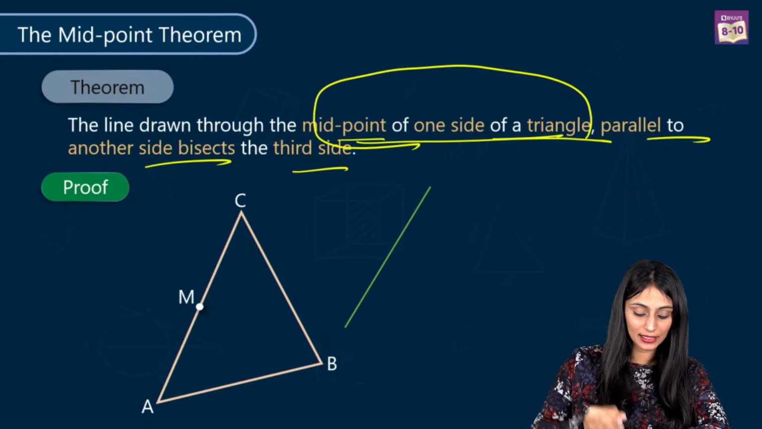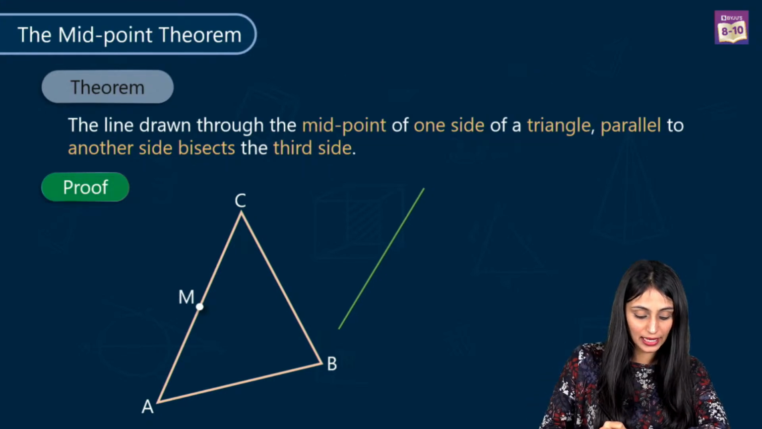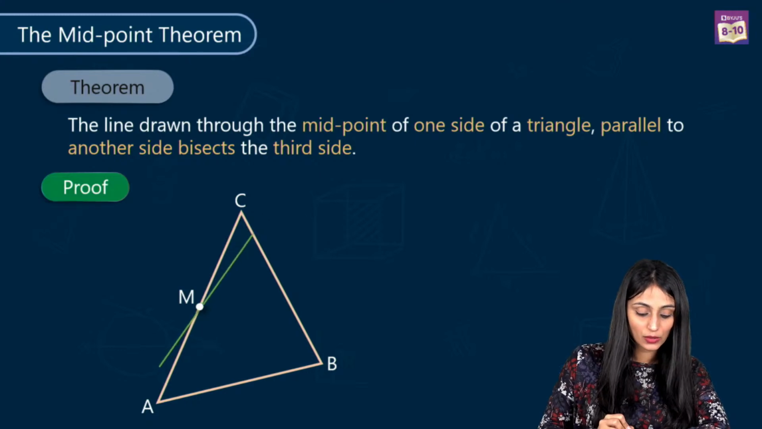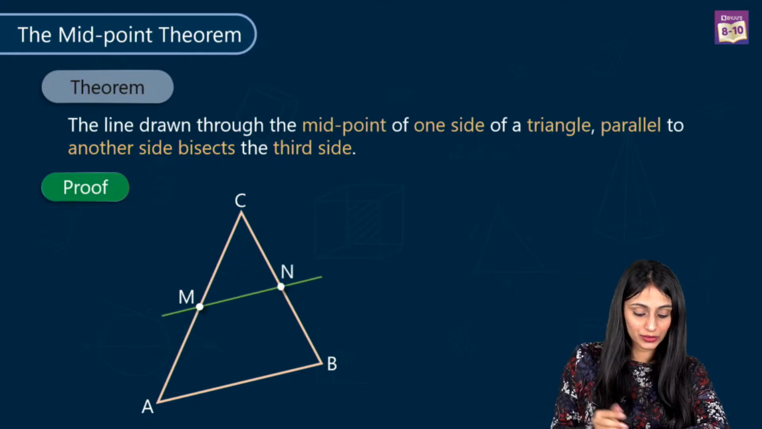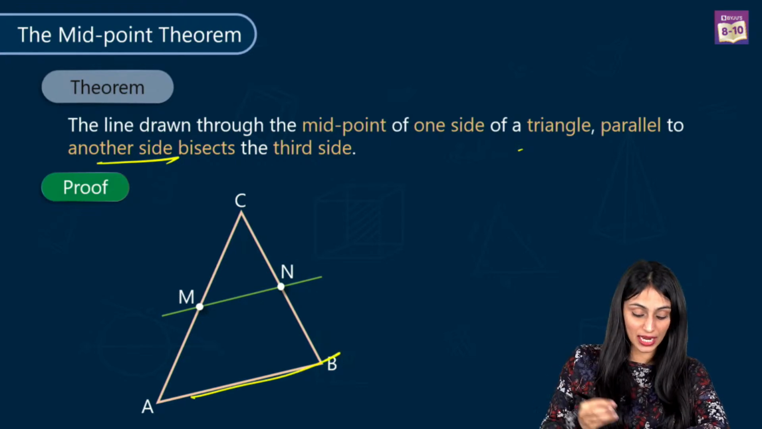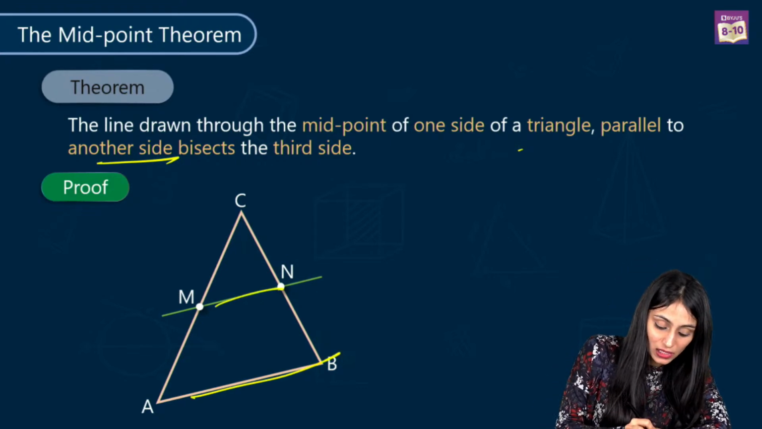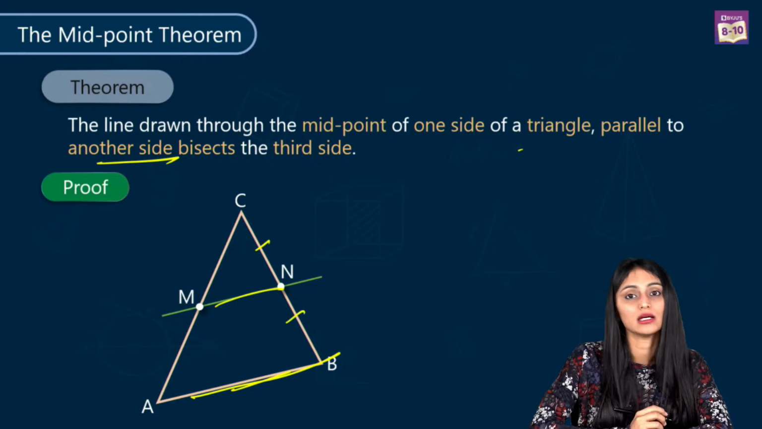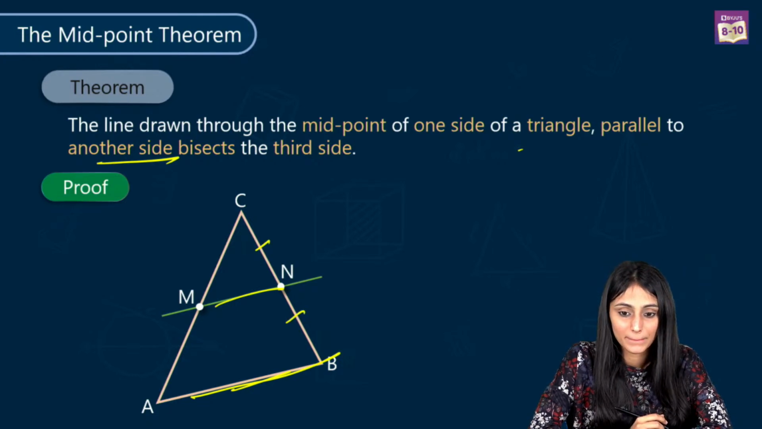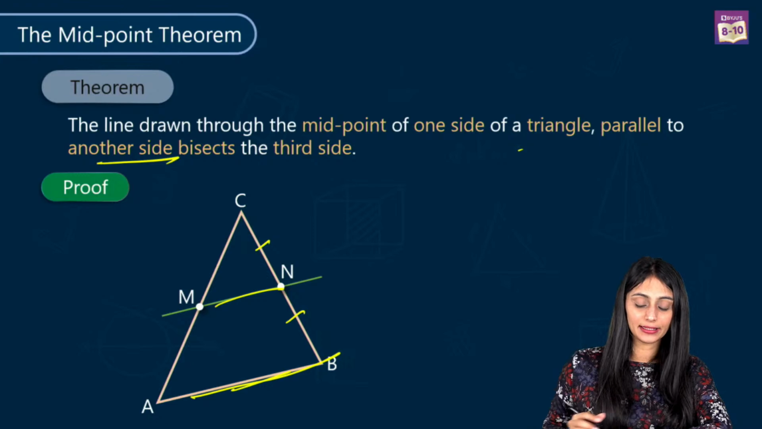Now let's take any random line of any length. You place it here on the midpoint such that it is intersecting this. Now just move it such that it is parallel to the third side, the other side, which is AB. Once it is parallel to this, you will see that it is bisecting the other side. Yes. All right. Clear? Great.